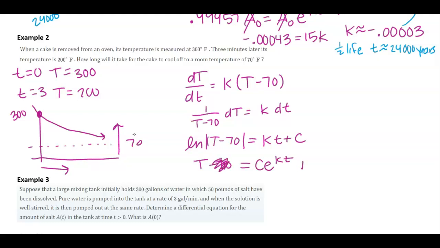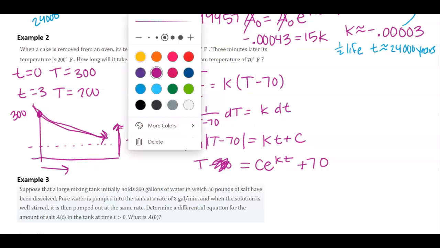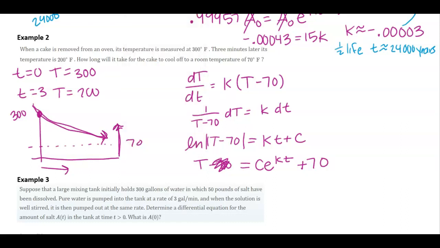And temperature must be an exponential function. We know it's exponential decay just from context, plus 70 moving up, and that makes sense with parent function transformations. All right, we could plug in these initial conditions if we wanted to then find the exact equation.